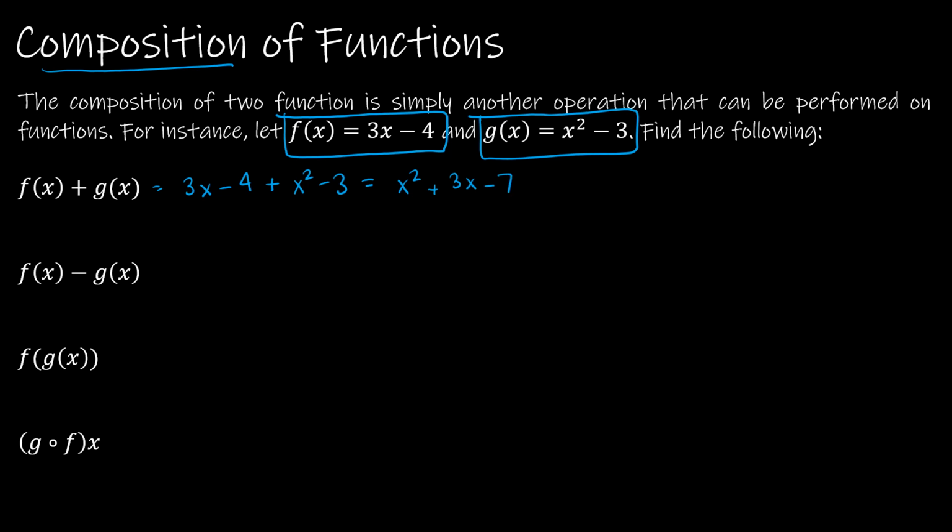Whereas if I were subtracting these, I would have to be very careful with my subtraction, because remember, if I'm subtracting x squared minus 3, I'm subtracting both terms, so I'm really adding a negative x squared but adding a positive 3. So this would end up giving me negative x squared plus 3x minus 1.